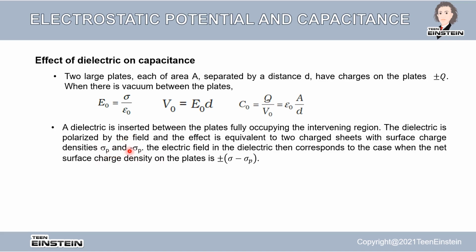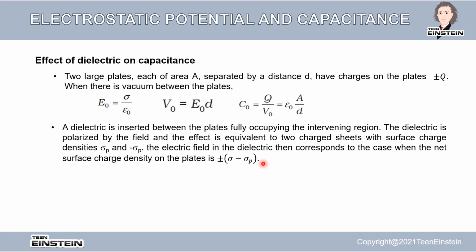We already studied this. So when you put a dielectric in between the plates of a capacitor, the surface charge densities on the capacitor plates now become sigma minus sigma p, because the net charge will become sigma minus sigma p on both the plates. So the charge now becomes plus or minus sigma minus sigma p on the plates.